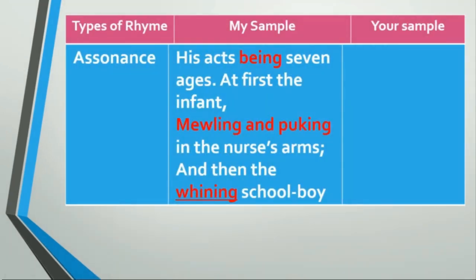The last slide under rhyme is assonance. Let us see how assonance looks like. These are the examples again that I have taken from the text. Read with me. "His acts being seven ages. At first the infant, mewling and puking in the nurse's arms, and then the whining schoolboy." Which sound is the same here?